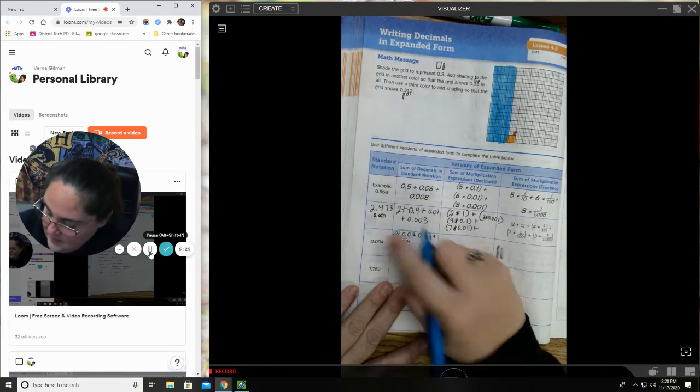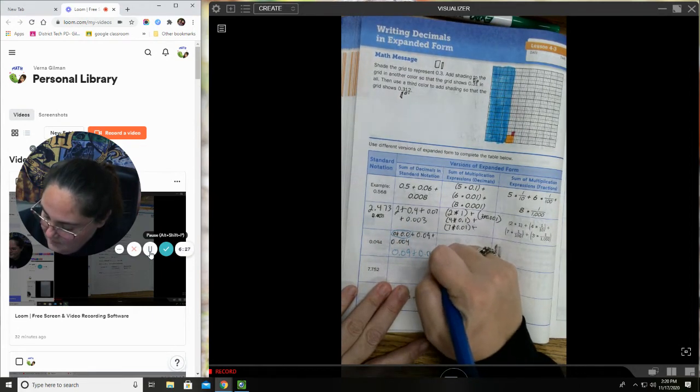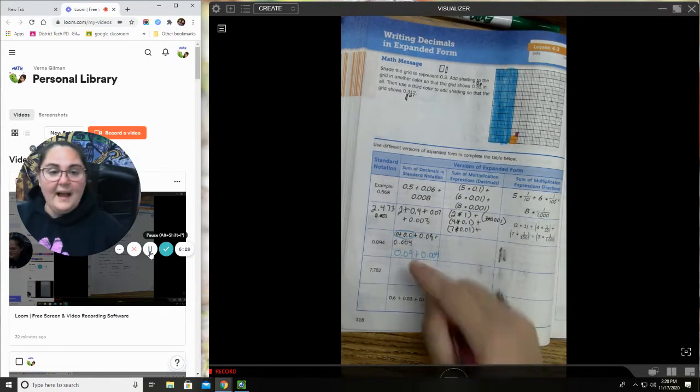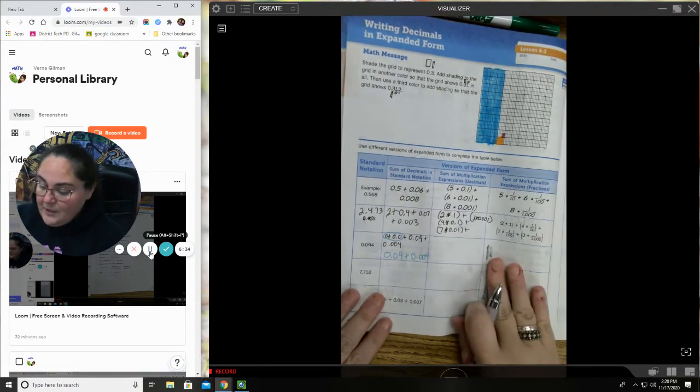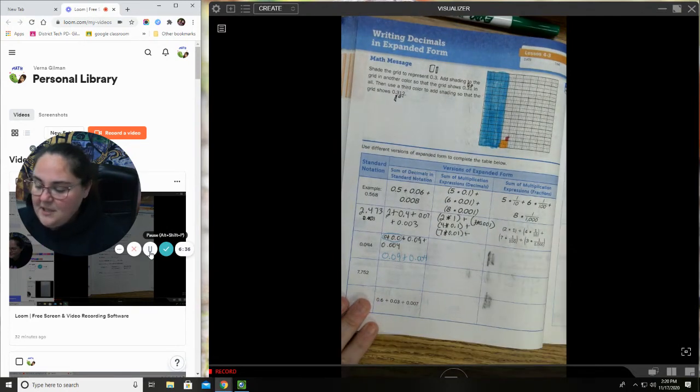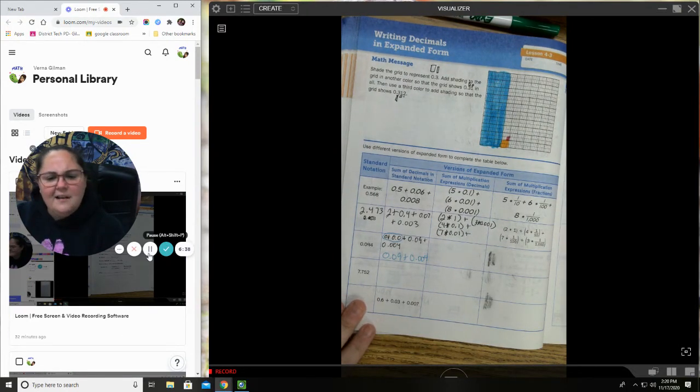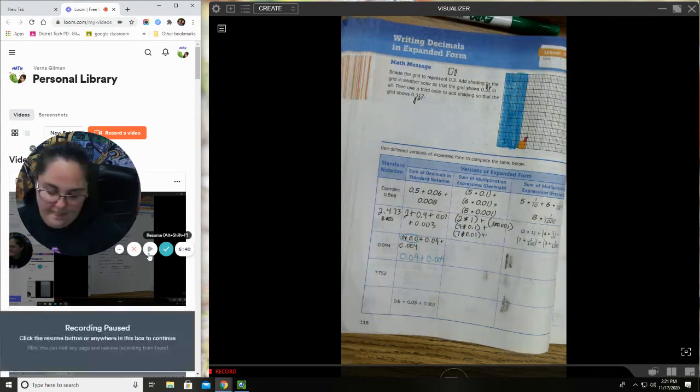Plus, there you go. I would have accepted either one of those answers. Now I want you to try to find it as the sum of multiplication using decimals. Which one do you think matches?